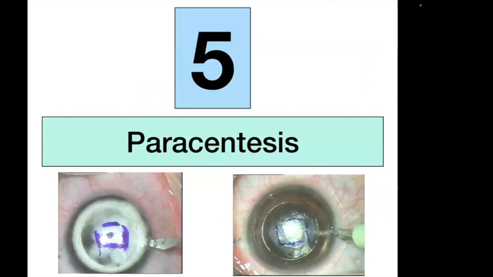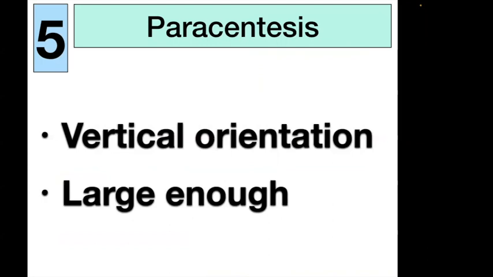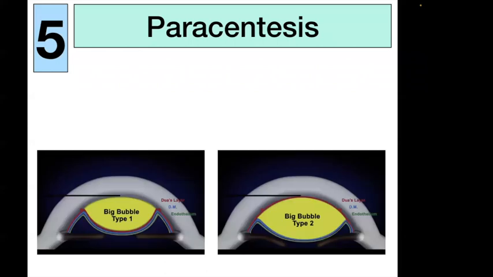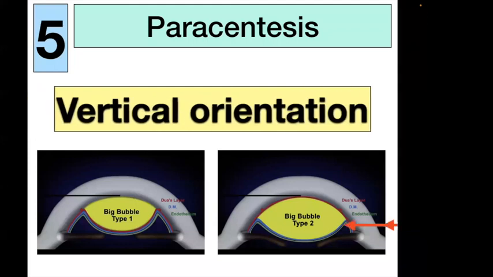The fifth step is what we call the paracentesis. Of course, after the pressure has been built, we have to do paracentesis. But this paracentesis should be vertical and should be large. As you know, when we are doing phaco, we do horizontal paracentesis. But if you do this, this may damage the bubble from inside. So my advice is you have to do vertical paracentesis to avoid iatrogenic damage of your big bubble.